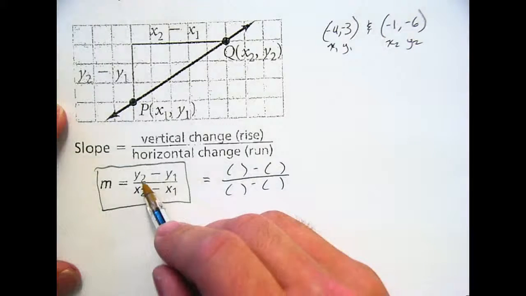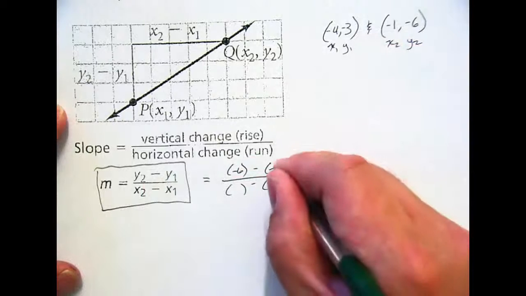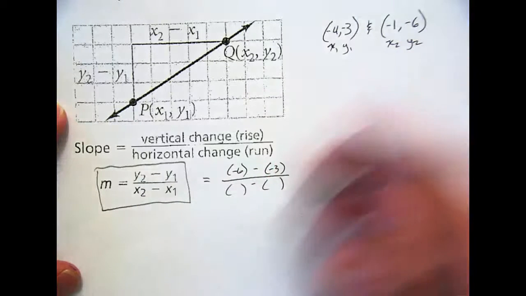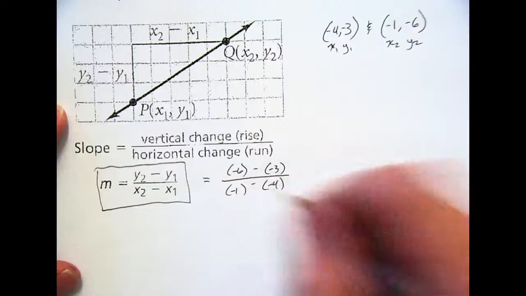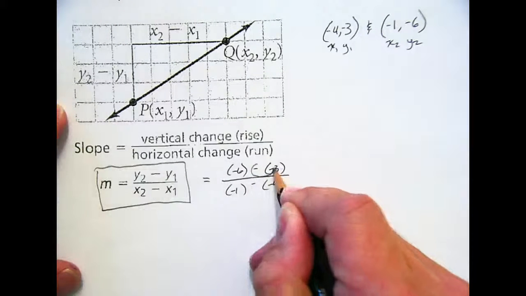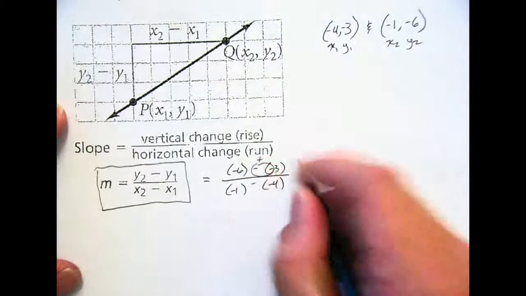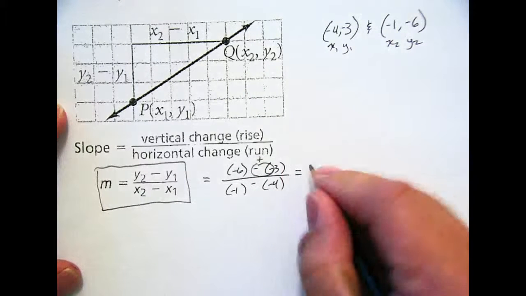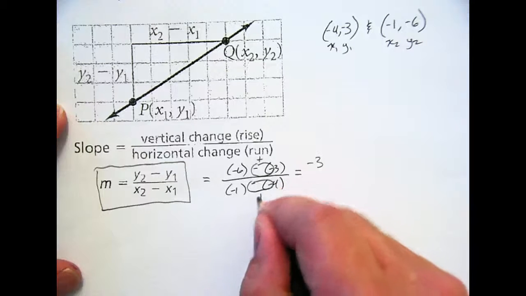But if I put y2, y2 is -6. y1 is -3. x2 is -1. And x1 is -4. Now, the reason I put these little parentheses is so that when I get situations like this, where I have that double negative, a double negative becomes a positive. So I have -6 plus 3, which is -3. And I have a double negative there, which is a positive.